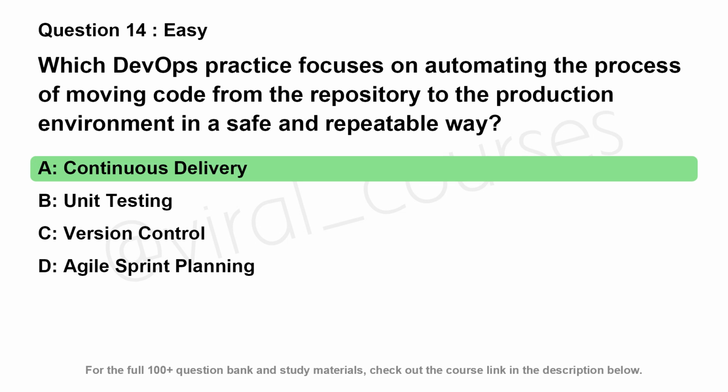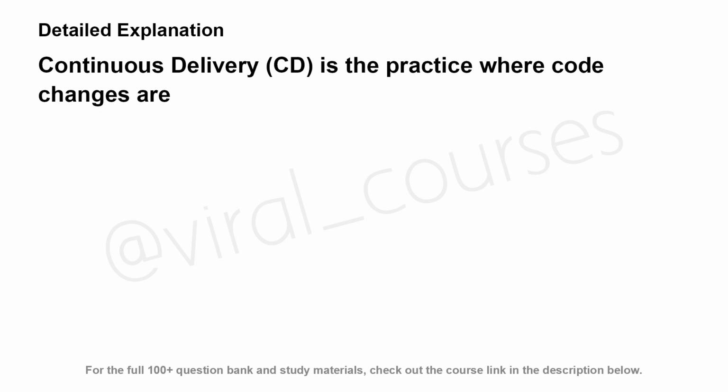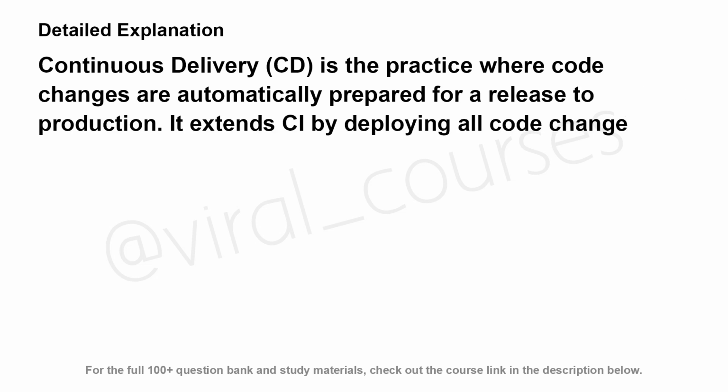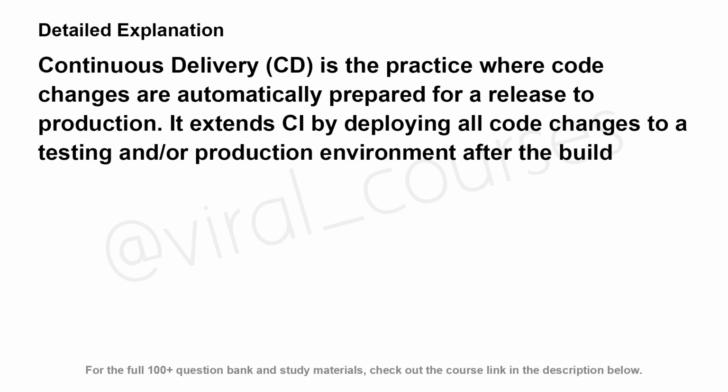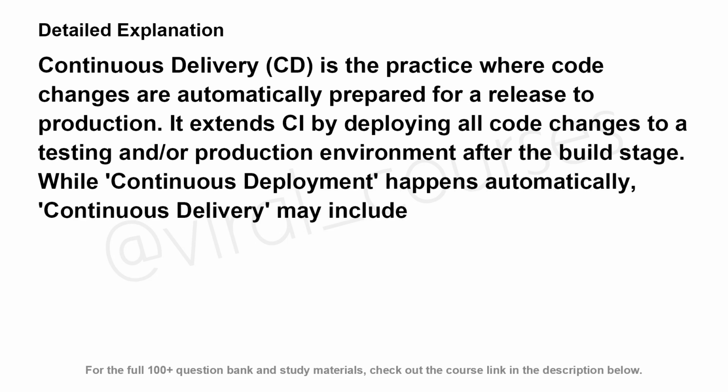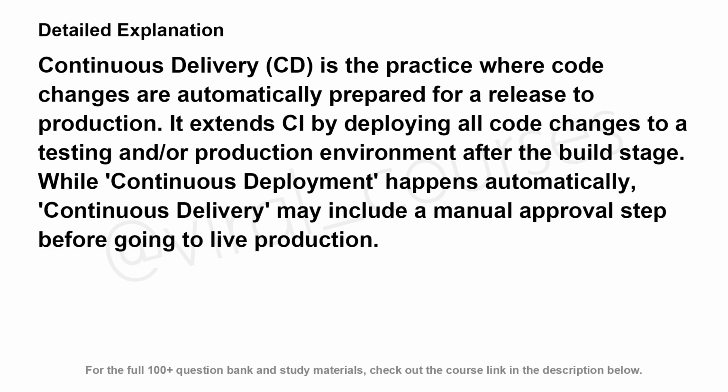The correct answer is A. Continuous delivery. CD is the practice where code changes are automatically prepared for a release to production. It extends CI by deploying all code changes to a testing and/or production environment after the build stage. While continuous deployment happens automatically, continuous delivery may include a manual approval step before going to live production.